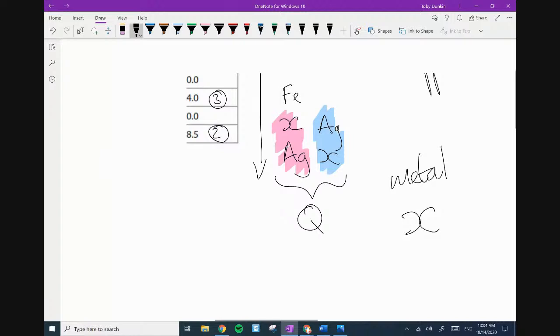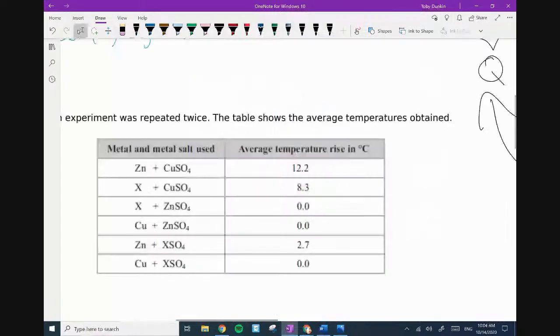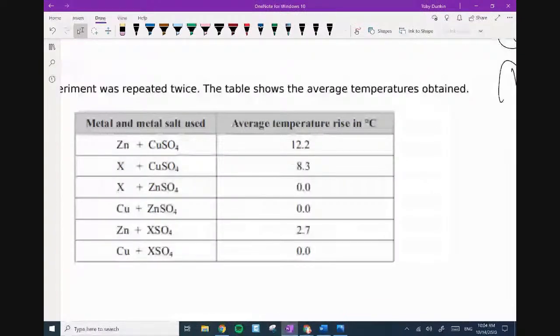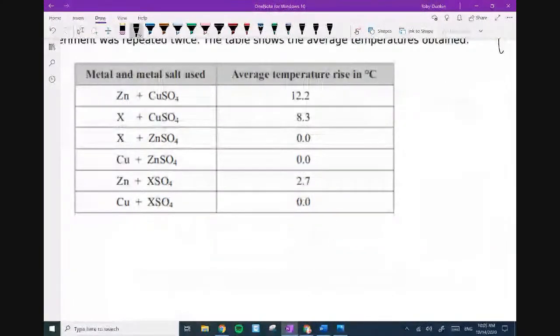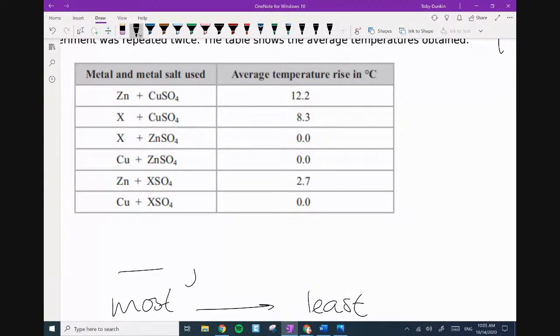Okay, guys, here's your challenge. Give me the order of X, zinc, and copper. Give me the order of these three metals. I want most reactive. Look at the data. So I want on the chat, most to least. So blank, comma, blank. Don't rush this, guys. Take your time.